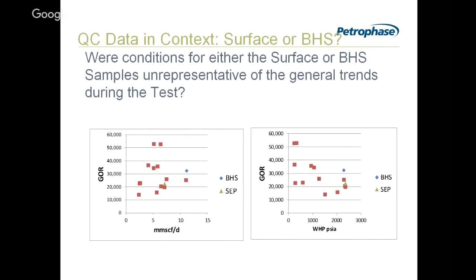What about GOR against wellhead pressure? Again, this isn't helpful. It just shows a wide scatter. Do we believe all the points? Well, some of them we can, most of them we can, but at the moment, the information isn't in a useful form that we can extract.